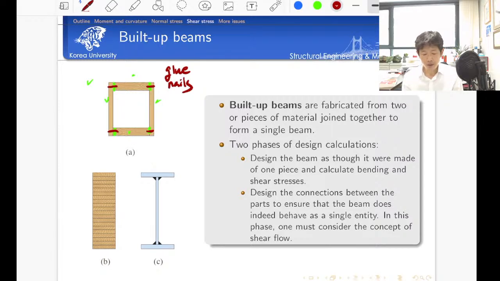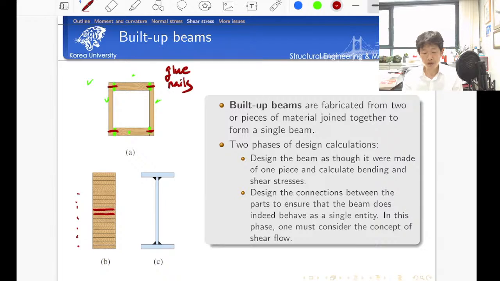And how about the second example? In the second example, we use multiple layers to build a large wooden section here. As we discussed last time, we need to check the shear stress development on the individual layers. The shear stress should be less than the shear strength provided by the glue.